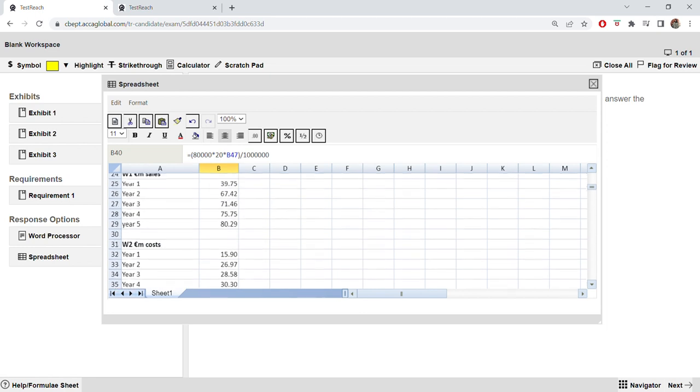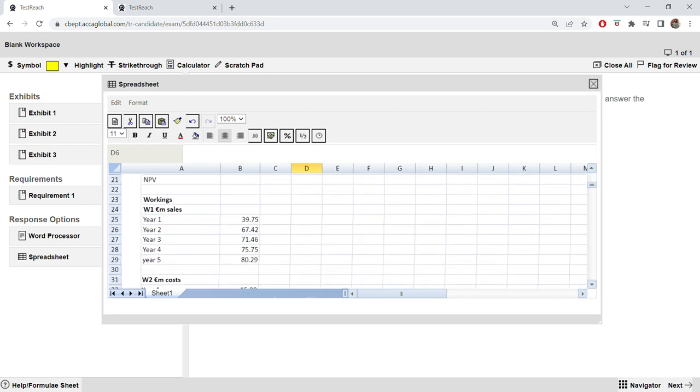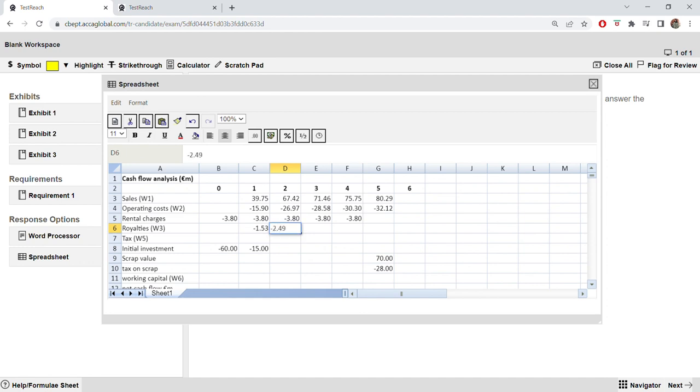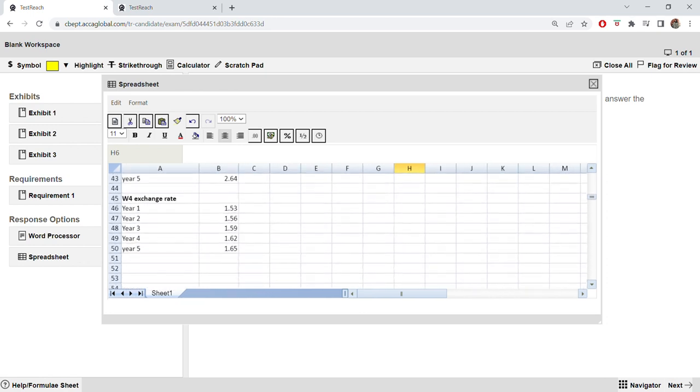Now this royalty payment, you have to put it in the table. You can just type it also. We'll just type the number, rather than copy pasting and all those things, it will take a lot of time. So what are we going to do from year one? It's in minus because you have to deduct. So 1.53, 2.49, minus 2.54, minus 2.59, minus 2.64. Now what is left? Tax. So the next working is for tax, which will be working 5.